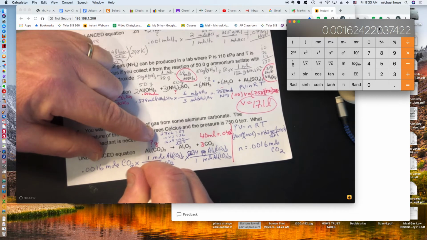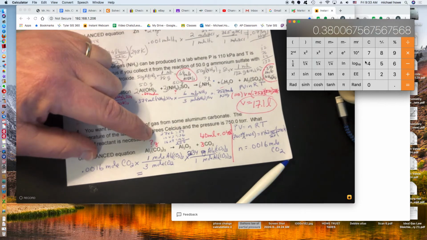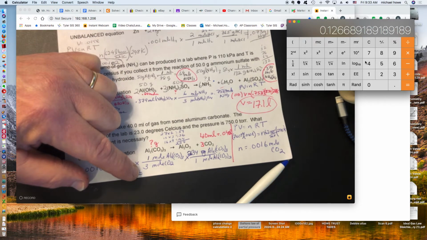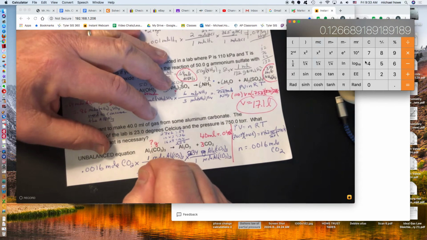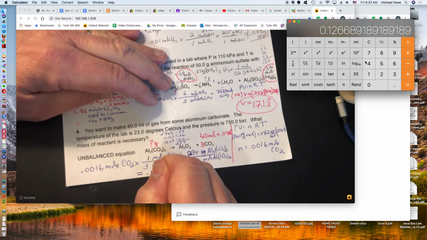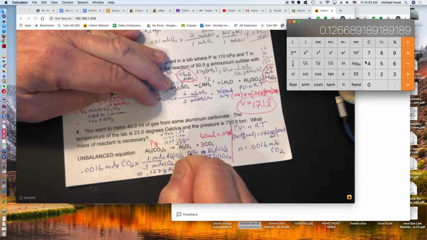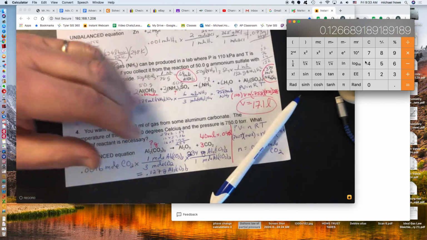So our final answer will be 0.0016. I just leave all these numbers in here because technically you shouldn't round until you're finished with all the calculations, but I've been breaking that rule, times 234, and then we're going to divide by 3. So 0.127 grams of aluminum carbonate. And that's our final answer for number 4.